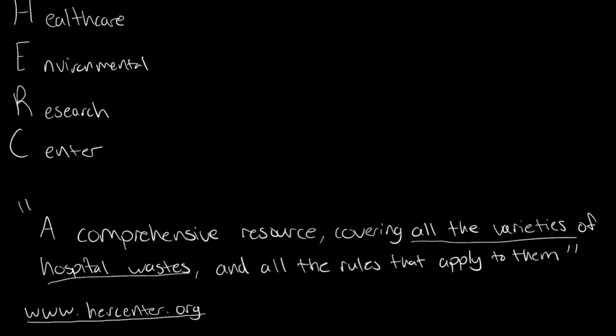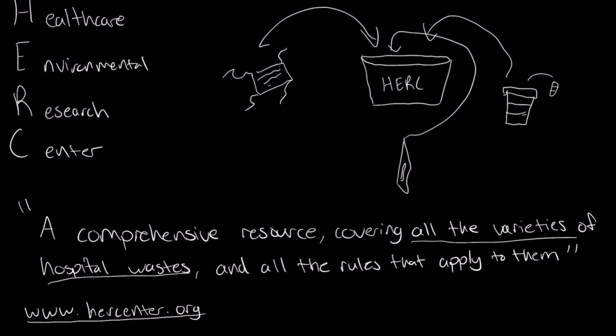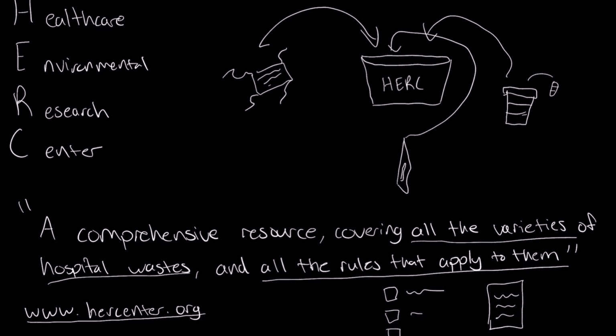All right, so naturally, as we get started here, the most important thing is going to be to define medical waste, and sources for that information are very important. It's crucial to have an accurate baseline as we get an idea of how this whole operation works, and the best place to get the information for that is through the Healthcare Environmental Research Center. They define themselves as a comprehensive resource covering all the varieties of hospital wastes and all the rules that apply to them. So that's what we'll be using to get this information.